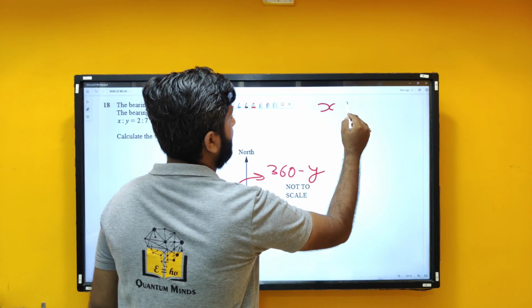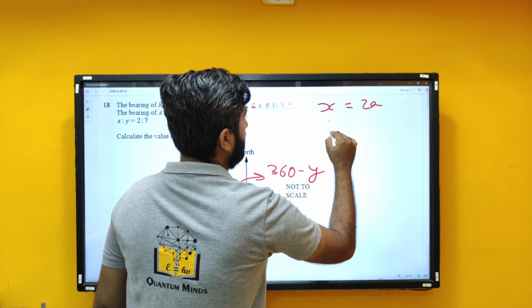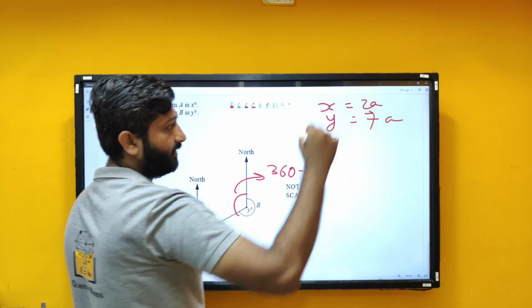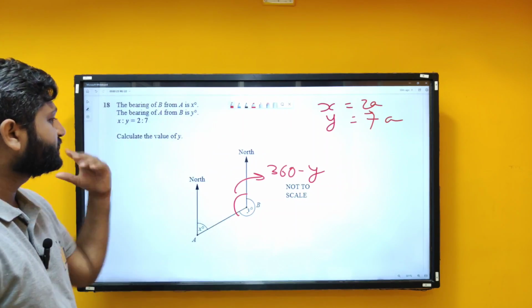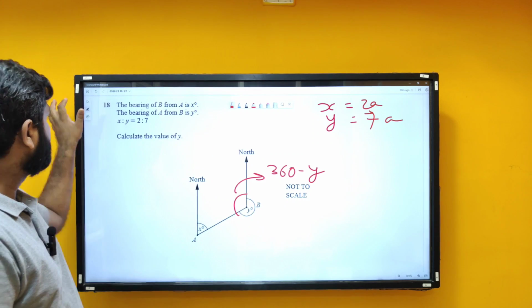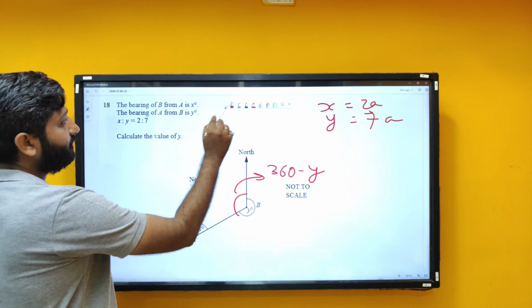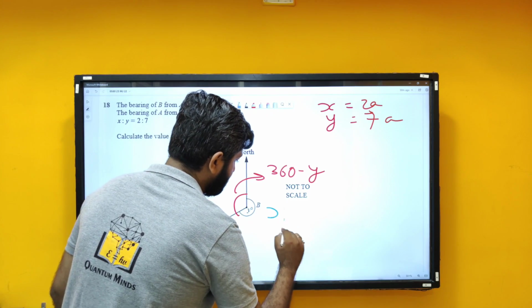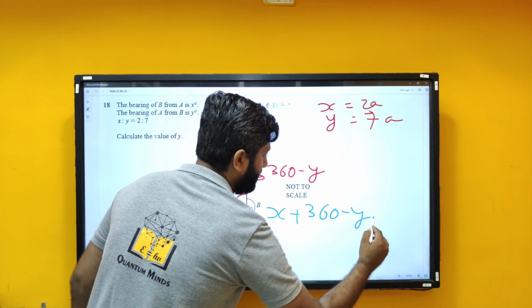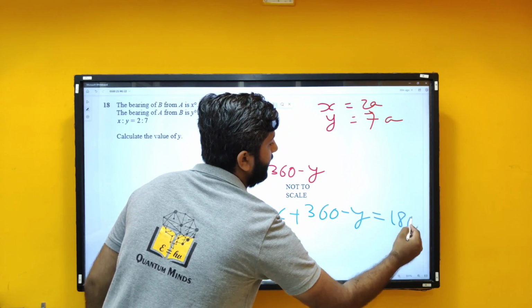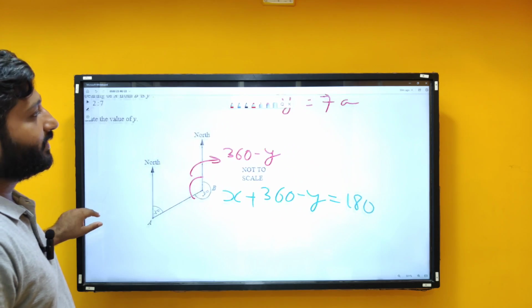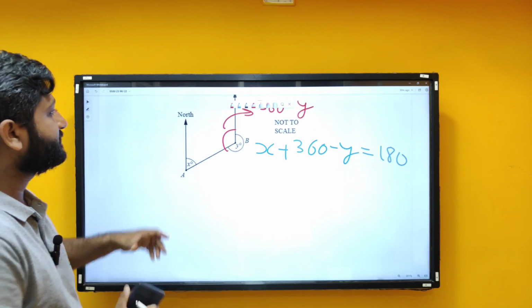So we can write x as 2a and y as 7a, because they are following the ratio of 2 is to 7. And these are parallel lines, so this is the transversal. So I can say x plus 360 minus y, these two angles should add up to 180. They should be supplementary, right? So x is 2a and y is 7a.